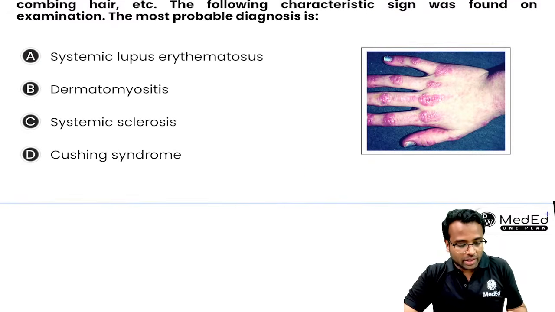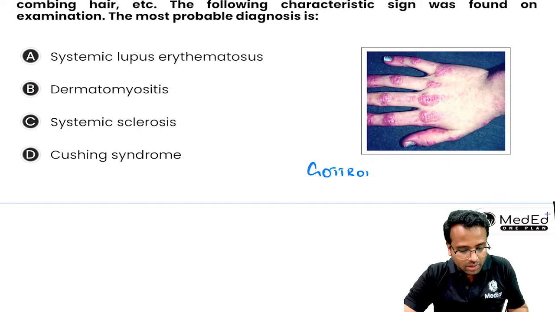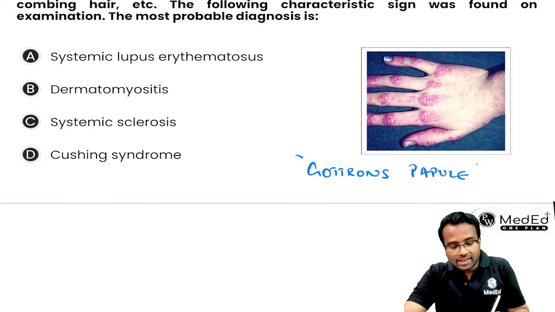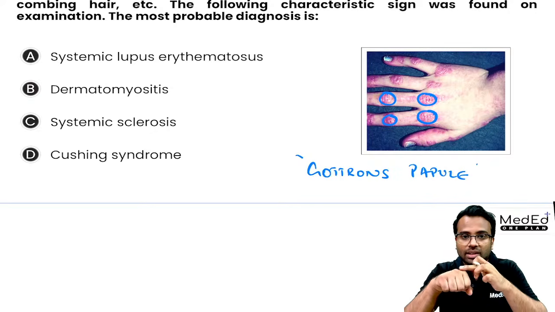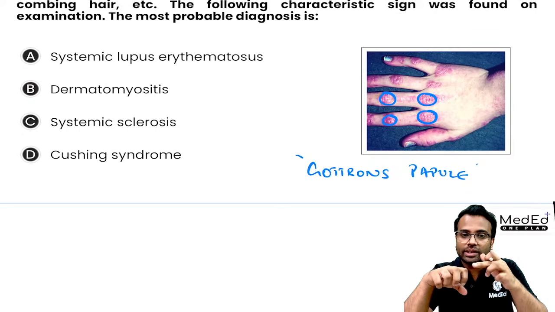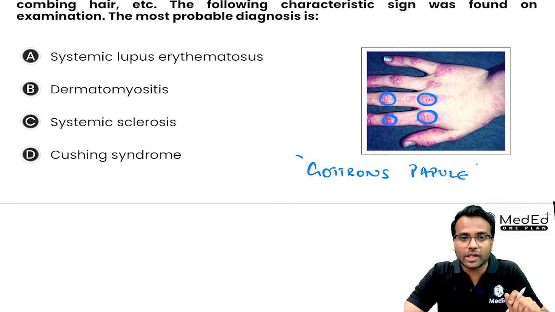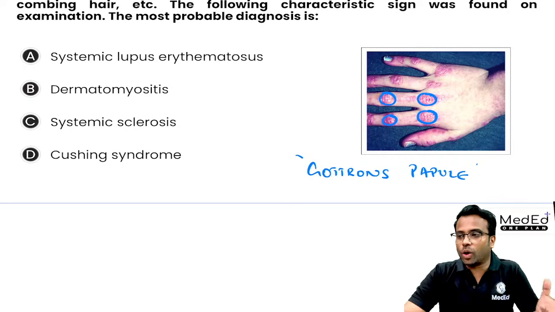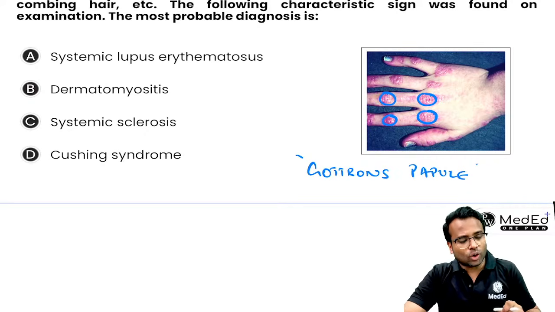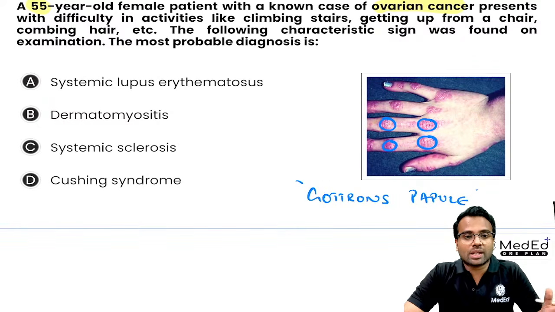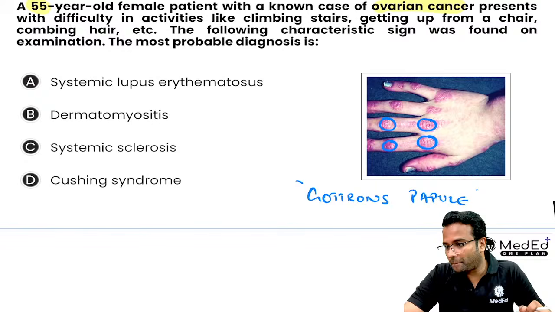So this image is the Gottron's papules. Why am I able to say that this is a Gottron's papule just by seeing the image? The reason is I can see that the rashes are present over the joints, like the knuckles, isn't it? The distal interphalangeal joints and all the interphalangeal joints are being affected here. So this one is the Gottron's papule. And where do you see a Gottron's papule? Is it seen in systemic lupus erythematosus, dermatomyositis, systemic sclerosis, or Cushing syndrome?